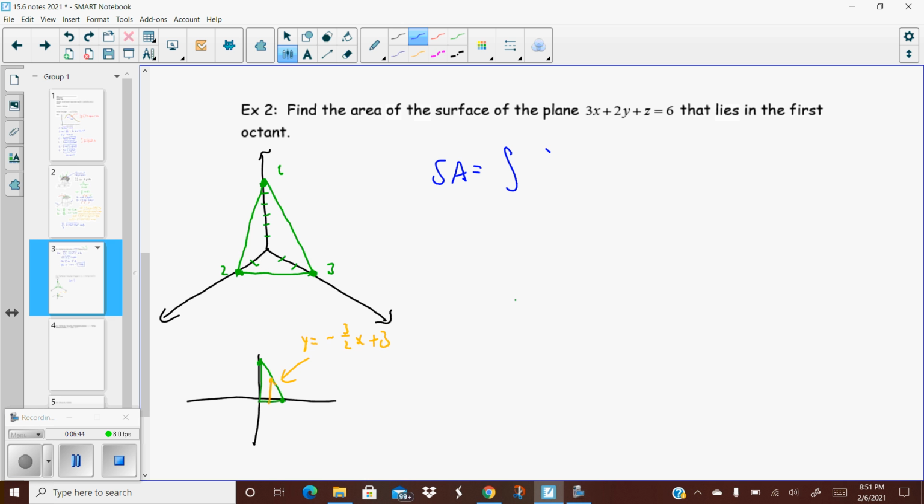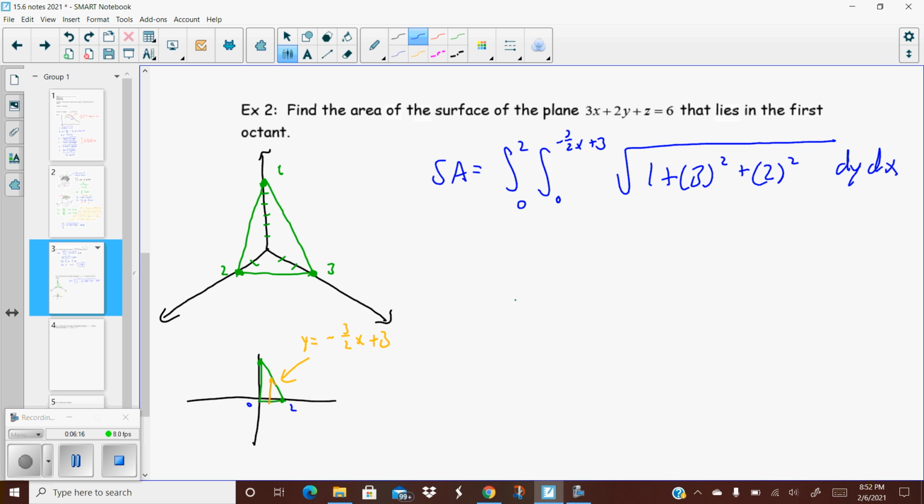It's a double integral. So x is going to go from 0 to 2, right? Because that's 0, that's 2. Y is going to go from 0, or the x-axis, up to negative 3/2 x plus 3. And that's going to be of the square root of 1 plus, let's see, the partial with respect to x is 3. The partial with respect to y is 2. And then I said I was doing type 1, so it's dy dx.